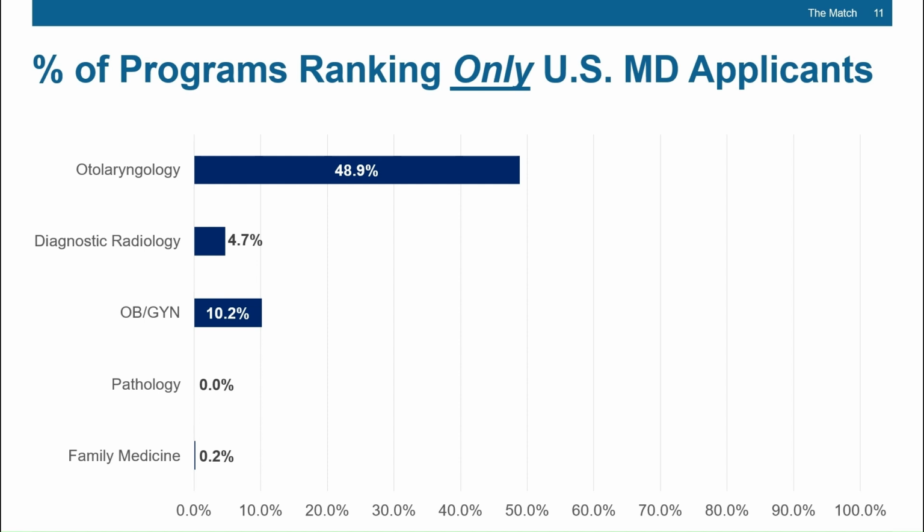On the previous slide, we also saw that both diagnostic radiology and OBGYN roles were about 3/4 USMDs, but here we see that about 5% of diagnostic radiology and 10% of OBGYN programs only rank USMDs. While roles in these specialties are predominantly USMDs, most programs rank applicant types other than USMDs. Finally, as you can see on this slide, next to no programs in pathology and family medicine rank only USMDs.